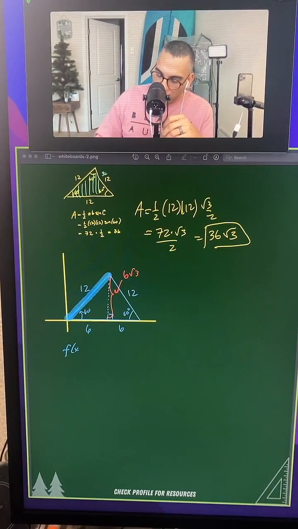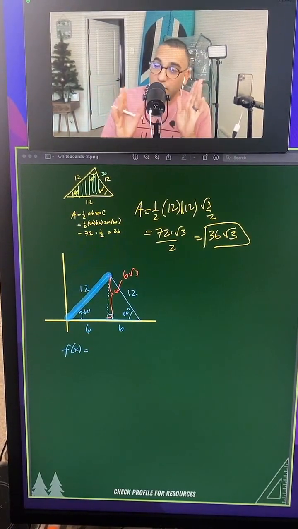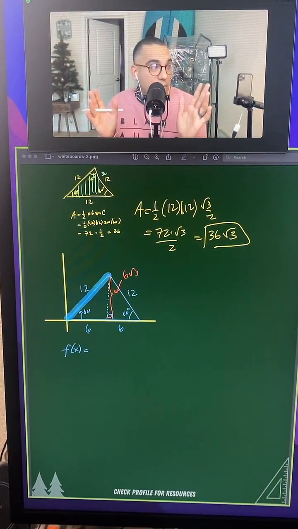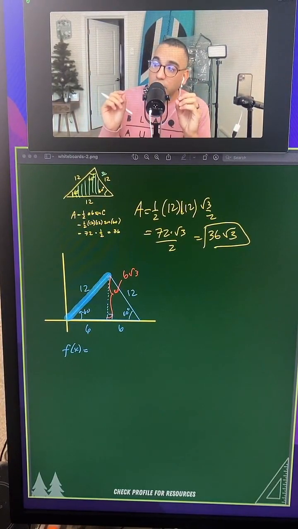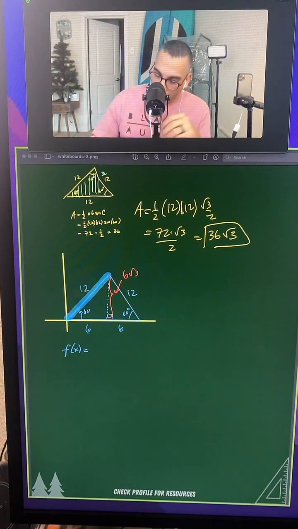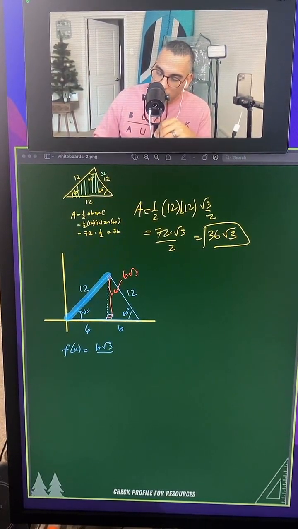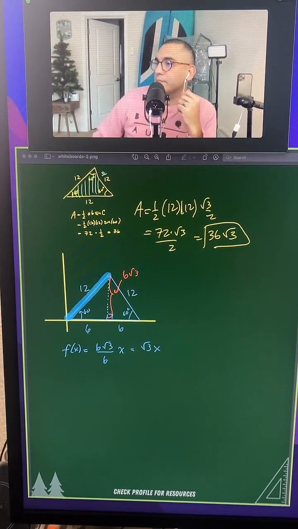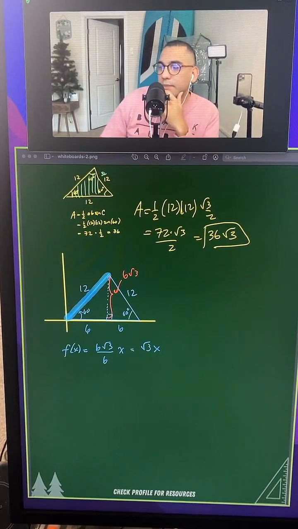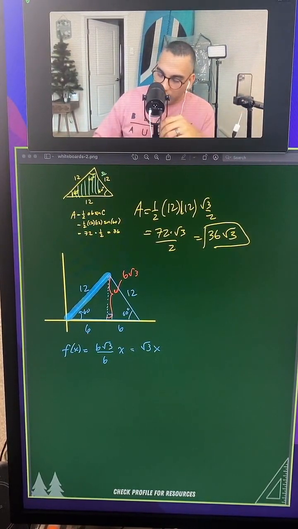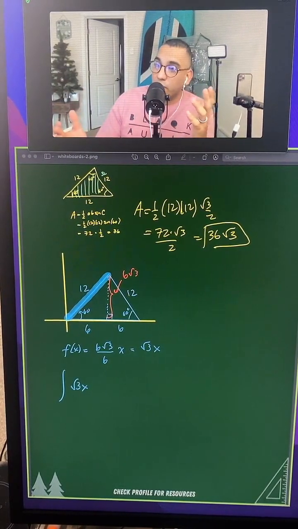Now this function looks like it has a y-intercept of 0. It's a linear equation. So we're just going to find the slope, and that's the rise over the run. And that happens to be the rise is 6 over 3 over the run, which is 6x. So if I simplify this, this is just root 3x. All right. So then all we have to do is find the area underneath the curve of this function, root 3x.